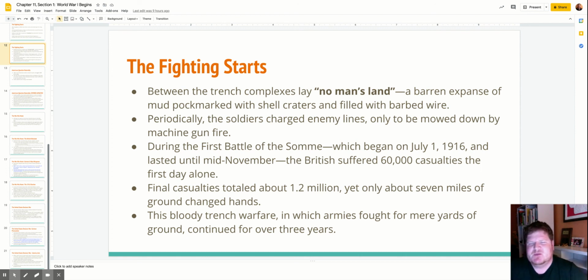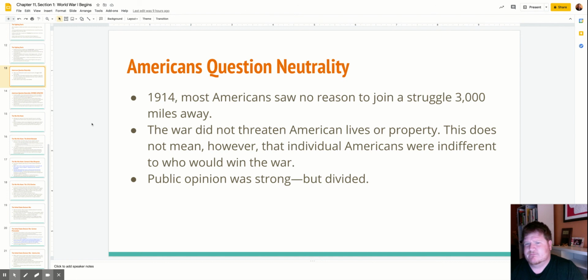And so during the First Battle of the Somme, the battle began July 1st, 1916. It lasted until mid-November. The British suffered 60,000 casualties the first day alone. Final casualties totaled about 1.2 million, yet only about 7 miles of ground changed hands. So this bloody trench warfare, in which armies fought over mere yards of ground, went on for over 3 years. So very little, by inches, did they gain any ground.